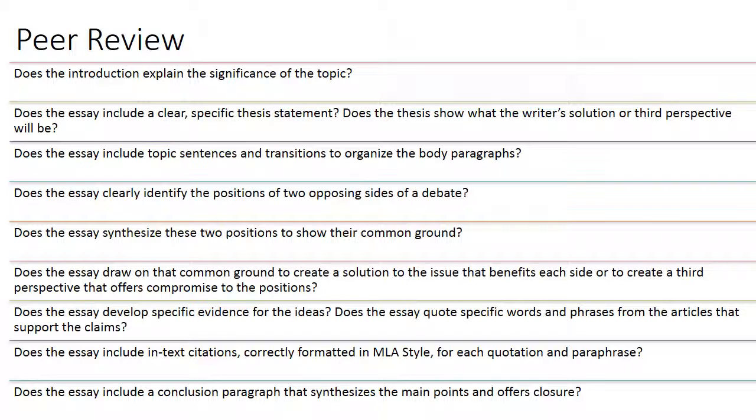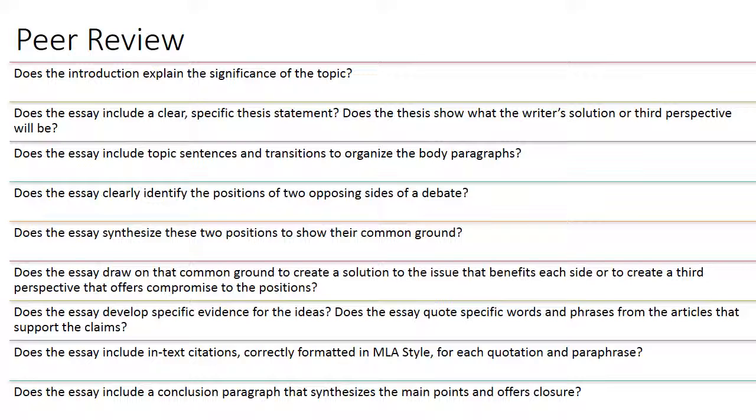Does the essay clearly identify the positions of two opposing sides of the debate? Part of what I'd like you guys to think about as you look at that question is this an objective presentation of both sides? Or are you seeing somebody very clearly leaning to one side or the other? If the emphasis or the leaning is very clearly to one perspective, try to push your classmate to come up with a stronger representation of the side that they're not representing well.